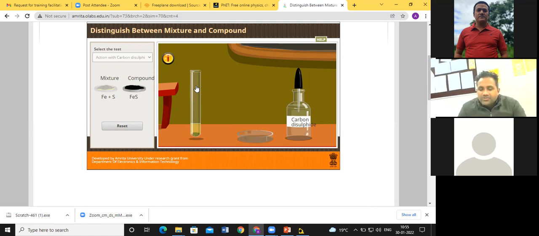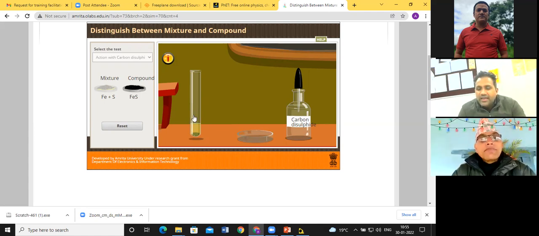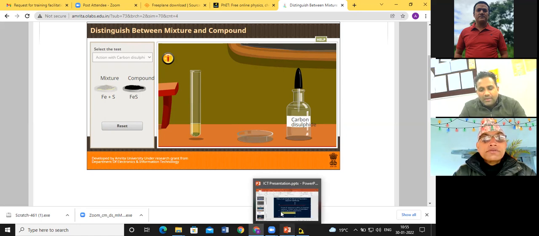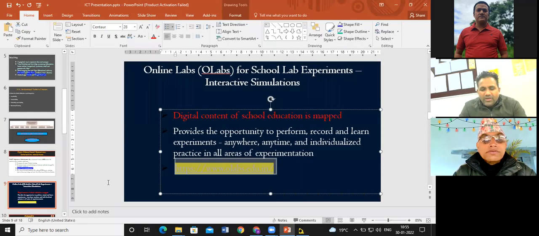So what will happen here? You're showing an orange color. Why does this orange color appear? Such interactive simulations are available at OLAPS. Okay, very quickly.